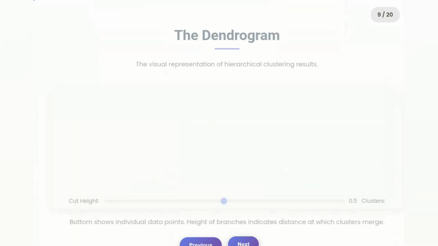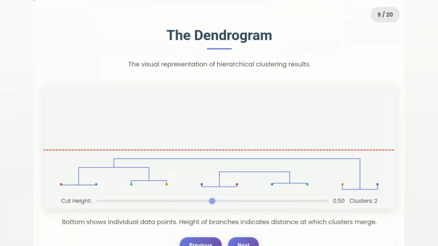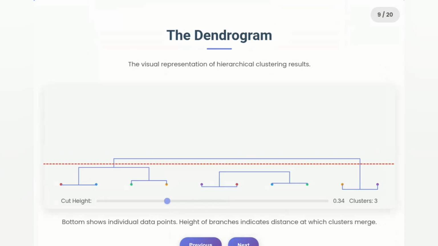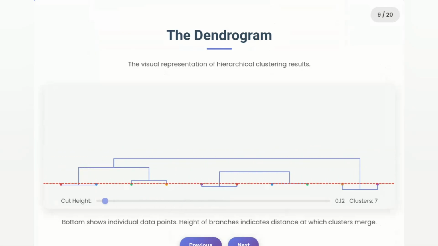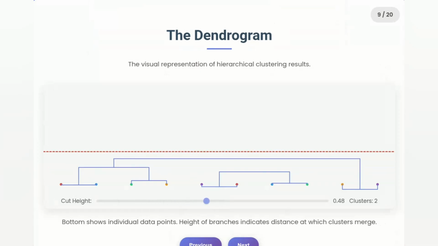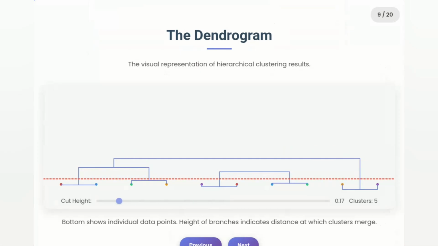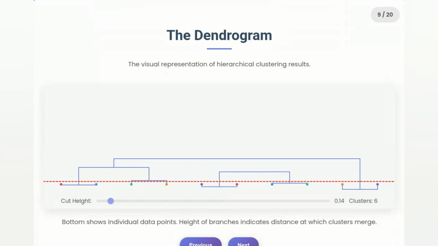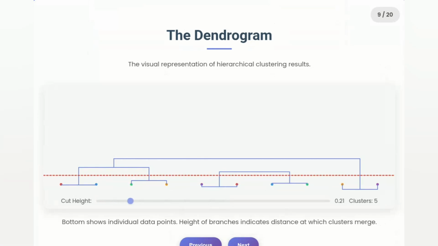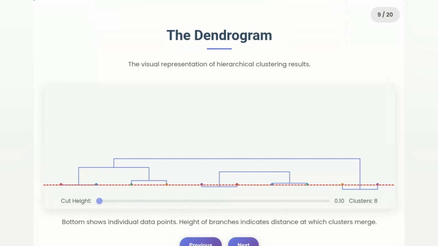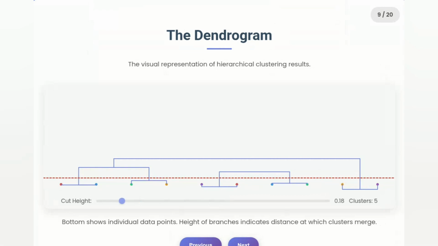The dendrogram is the visual representation of hierarchical clustering results. The bottom shows individual data points, while the height of each branch indicates the distance at which clusters were merged. To determine the optimal number of clusters, you can cut the dendrogram at different heights. A horizontal cut at any level will give you a specific number of clusters. The longer the vertical lines, the more distinct the clusters are at that level.